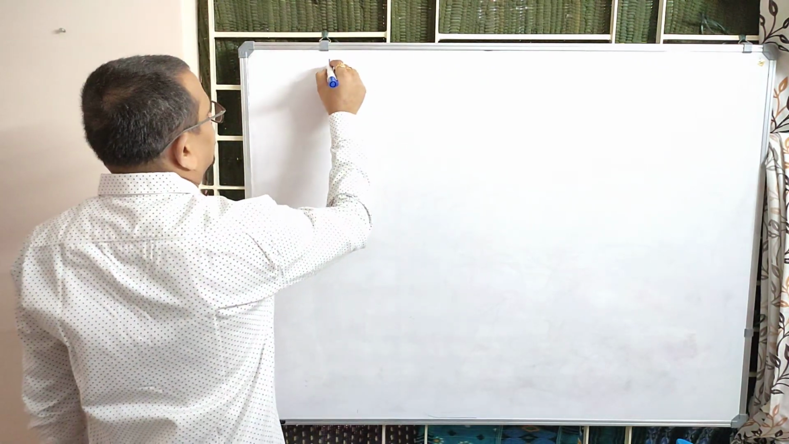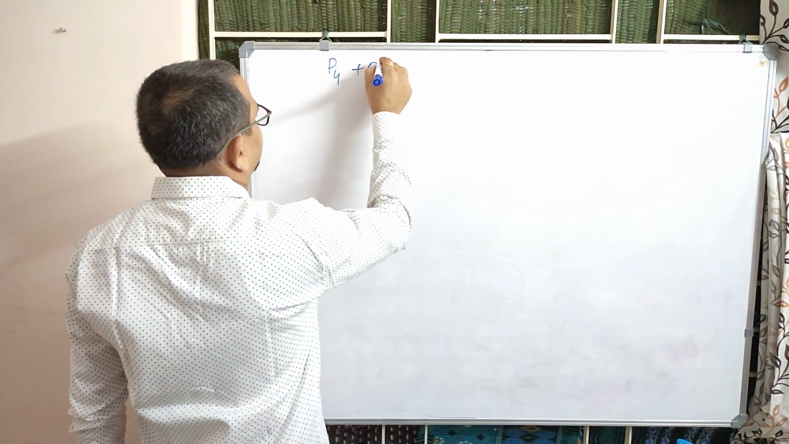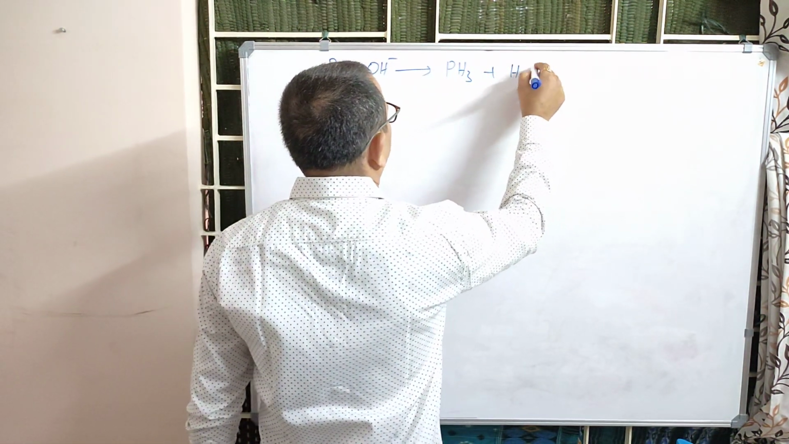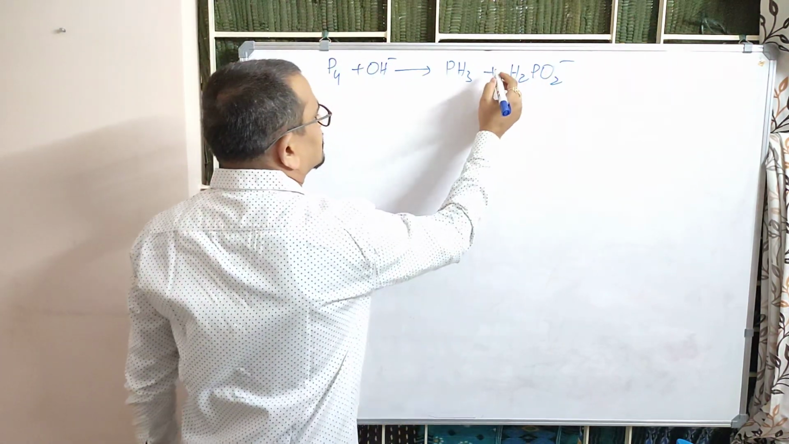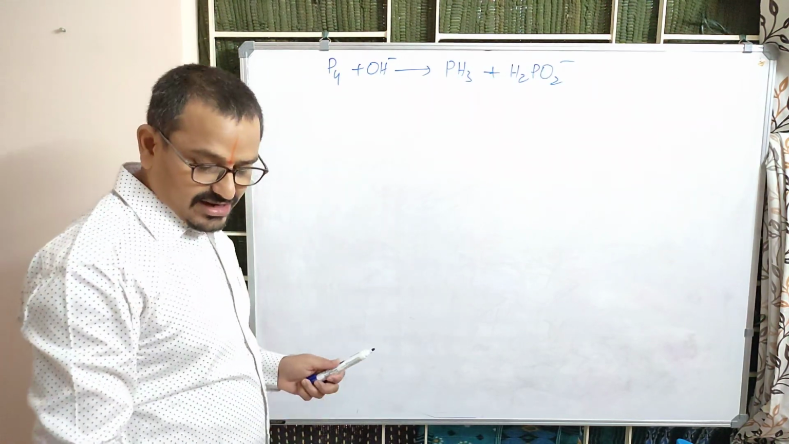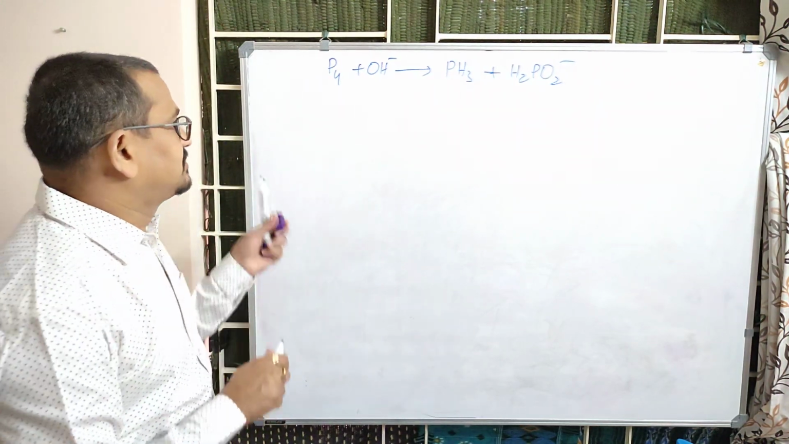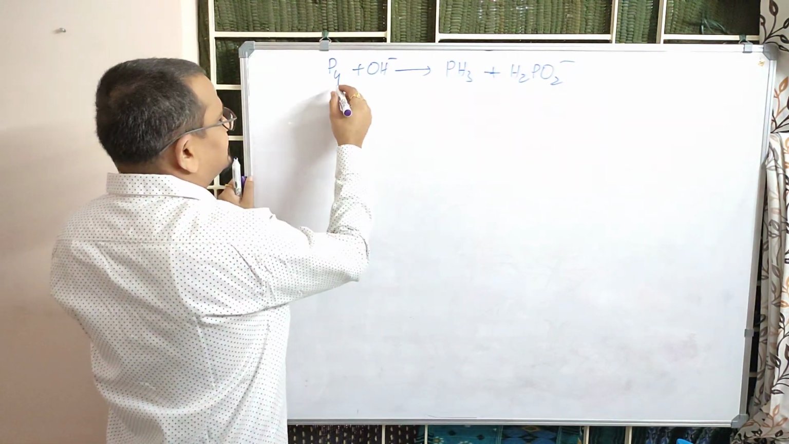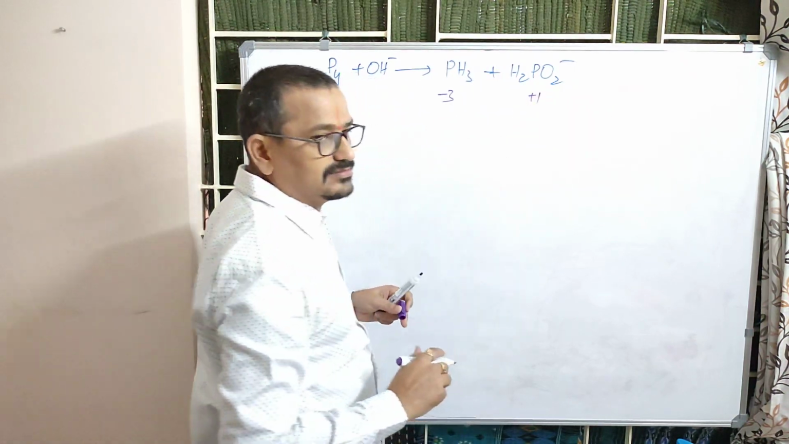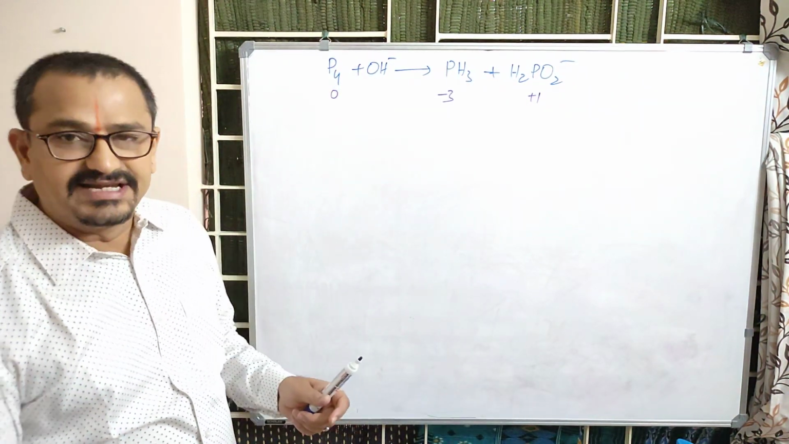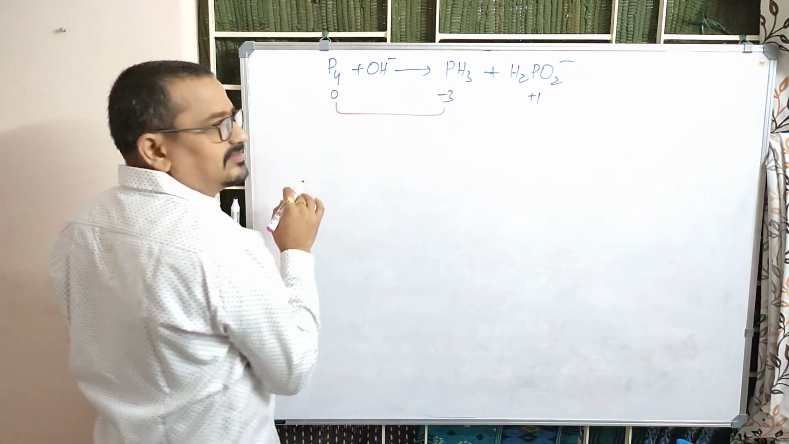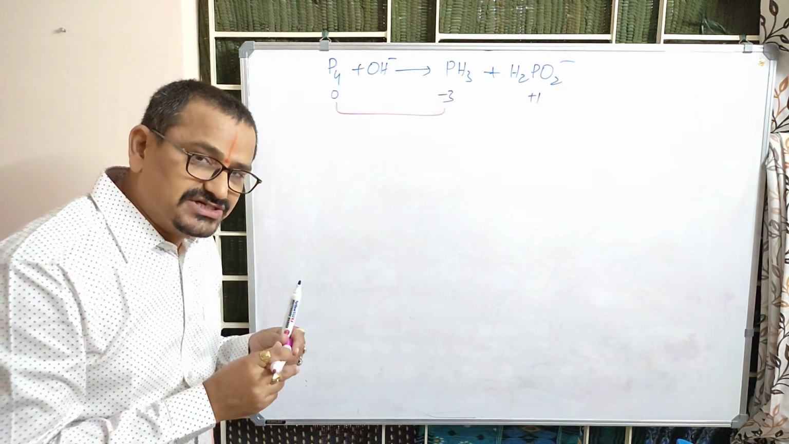That is, P4 plus OH minus gives rise to PH3 plus H2PO2 minus. This is just given to specify that the medium is basic. Now, as it is also a disproportionation reaction, let us find the oxidation numbers. First, it is 0 here, minus 3 here, and plus 1 here. Yes, 0, minus 3 and plus 1. See, 0 to minus 3. Now you can say that this is a disproportionation reaction, right?